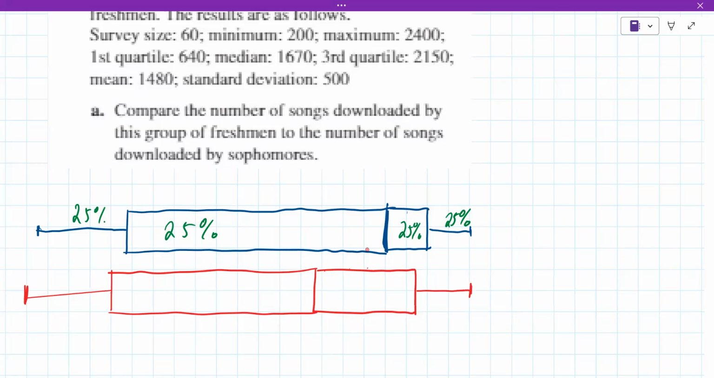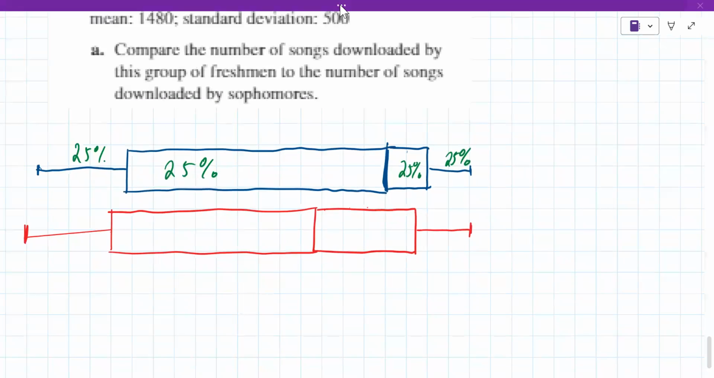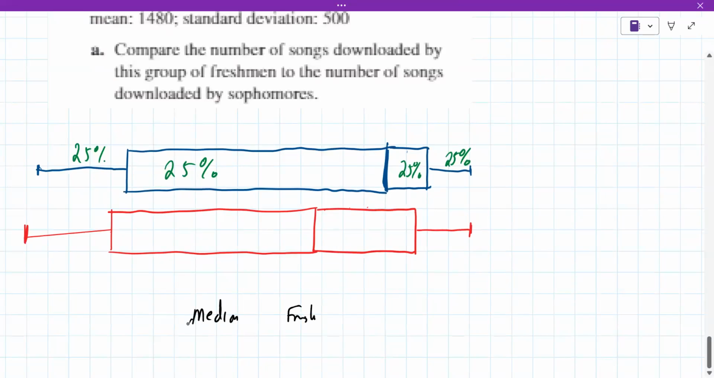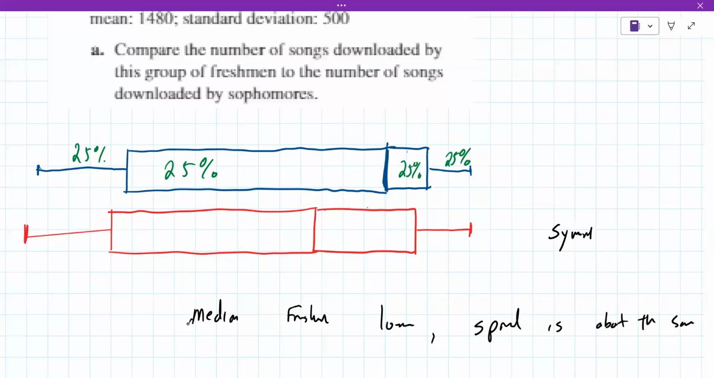It's not terribly different, but it is a little different. We're comparing them, and there are a lot of similarities. Basically the median is lower, but the spread of the data is about the same. So you'd probably say the median of the freshmen is lower and the spread is about the same. The second one has a little more symmetry to it. This red one seems to be a little more symmetrical.